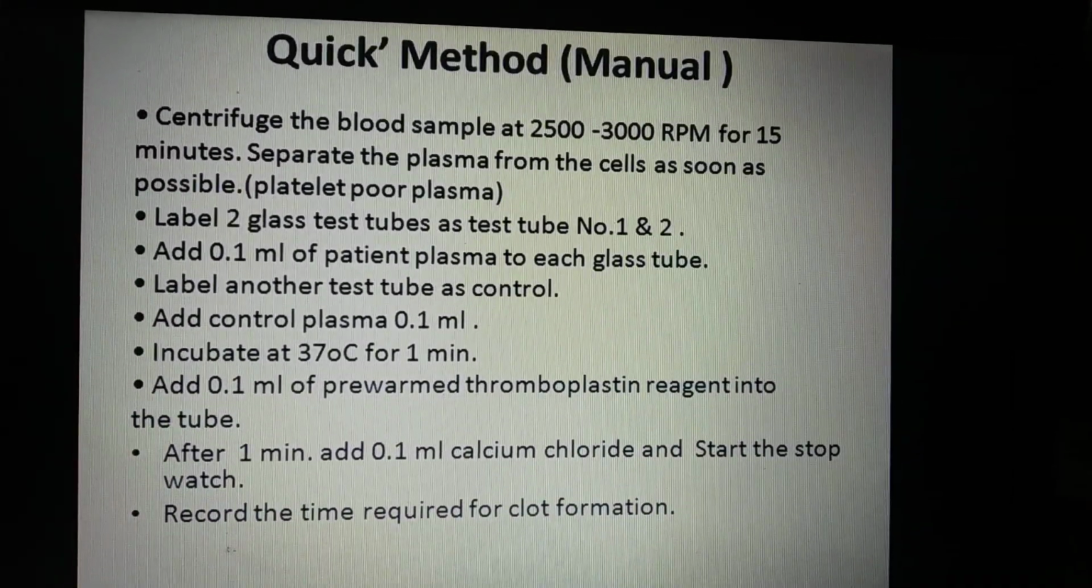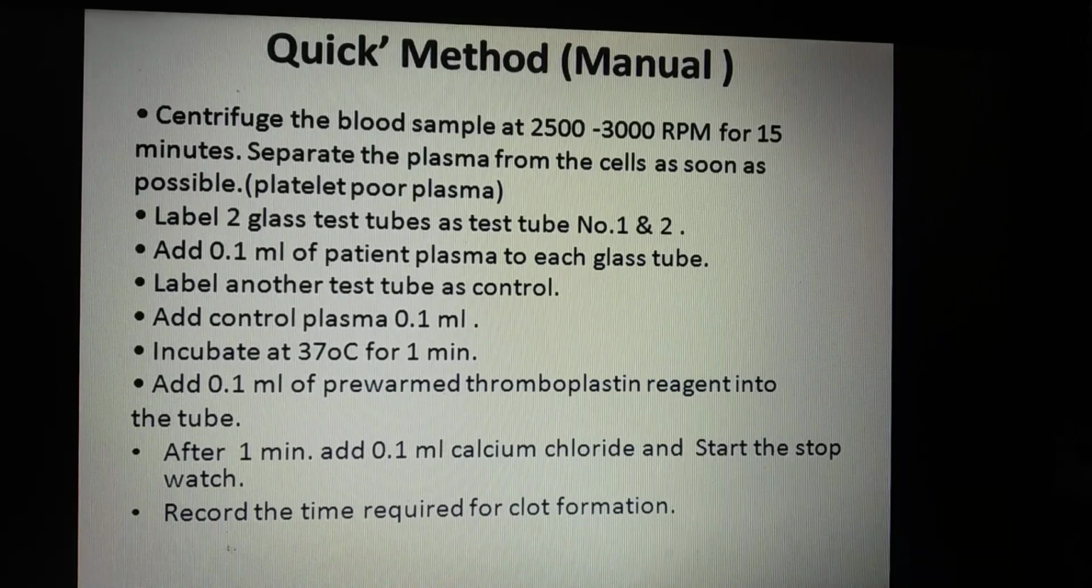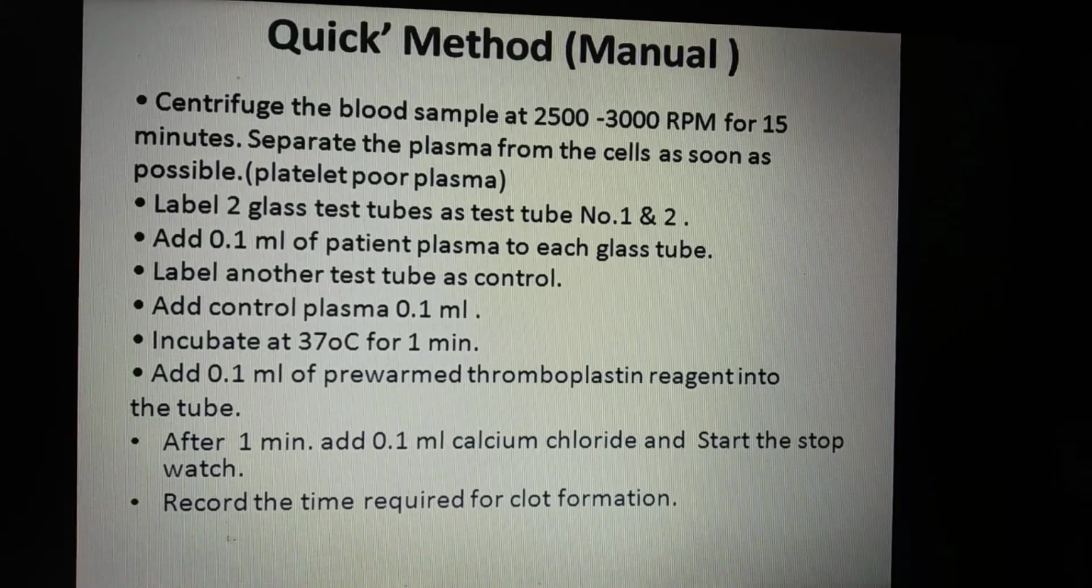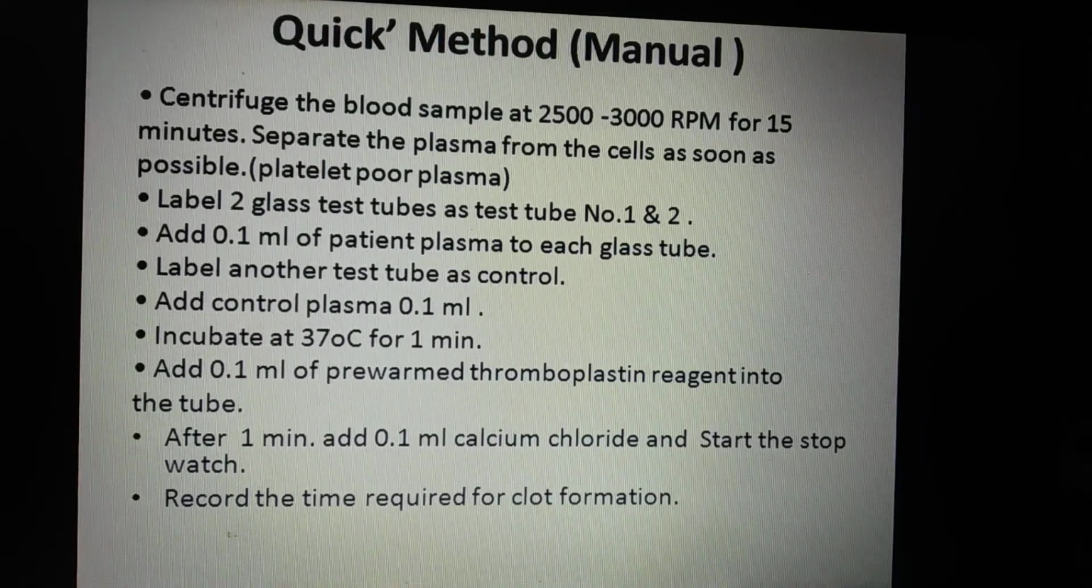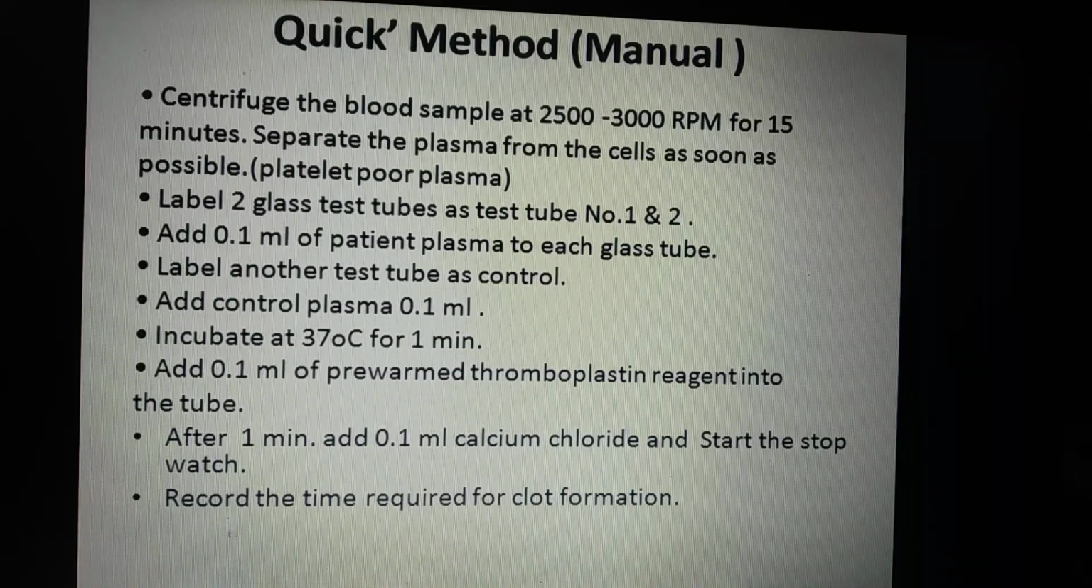Now prothrombin time is done by the quick method. Here first we centrifuge the blood sample at 2500 to 3000 rpm for 15 minutes and separate the plasma from the cells as soon as possible. That's why we get platelet poor plasma.